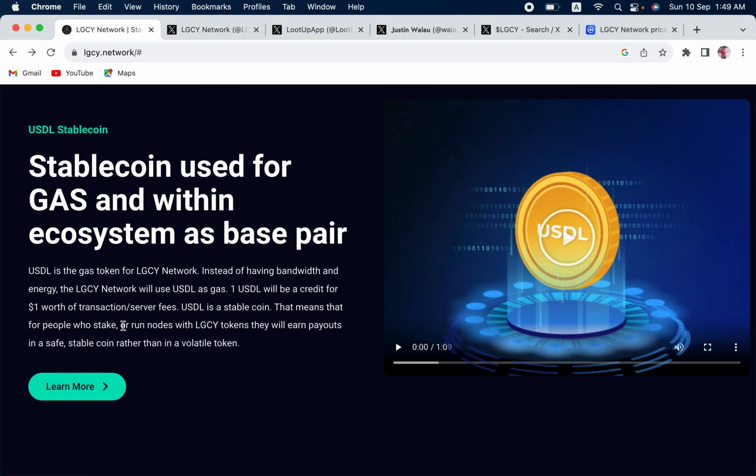USDL is a stable coin. That means that for people who stake or run nodes with Lgcy tokens, they will earn payouts in a safe, stable coin rather than in a volatile token. So they wanted to maintain the price as well, because as per they're saying, when stakes happen and the stakeholders get their reward, they traditionally get that reward in their own token. If you stake any traditional coin, you're going to be getting rewards in that same cryptocurrency. But in case of Lgcy Network, we would be getting the rewards in USDL, so it won't increase the selling pressure on Lgcy Network.